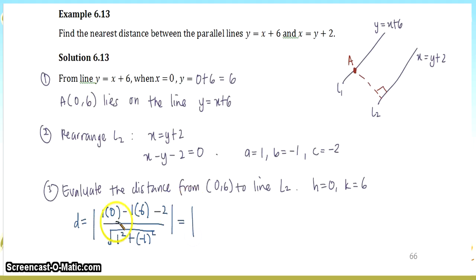Therefore, we calculate this. The numerator is negative 8 divided by square root of 1 squared, which is 1, plus negative 1 squared, also 1. So 1 plus 1 is 2, square root 2. Now the final distance: the nearest distance from point A on line L1 to line L2 is 8 over square root 2 units. So this is the answer.